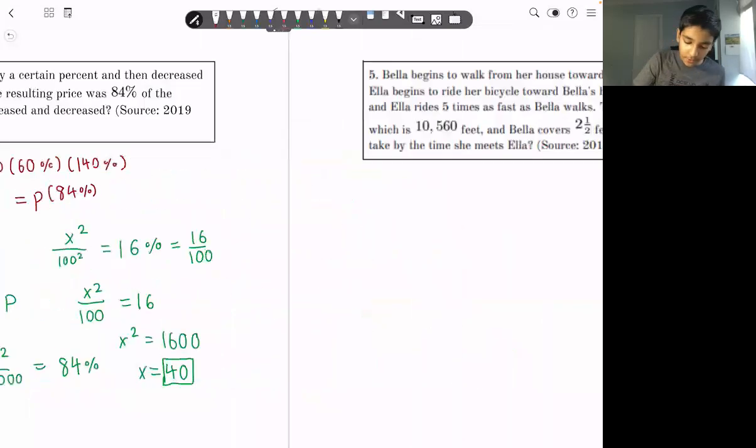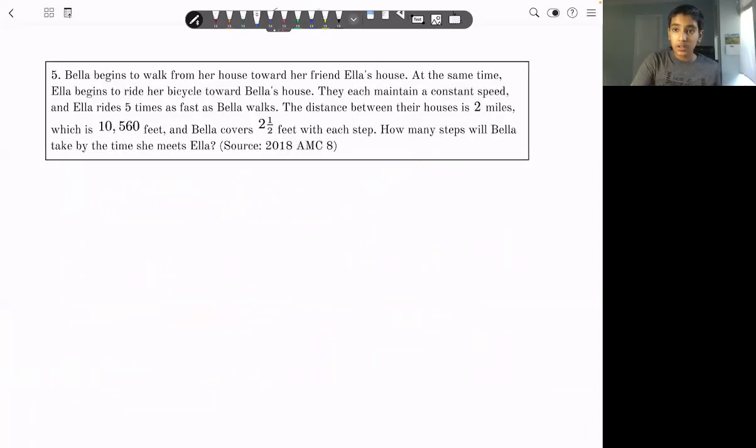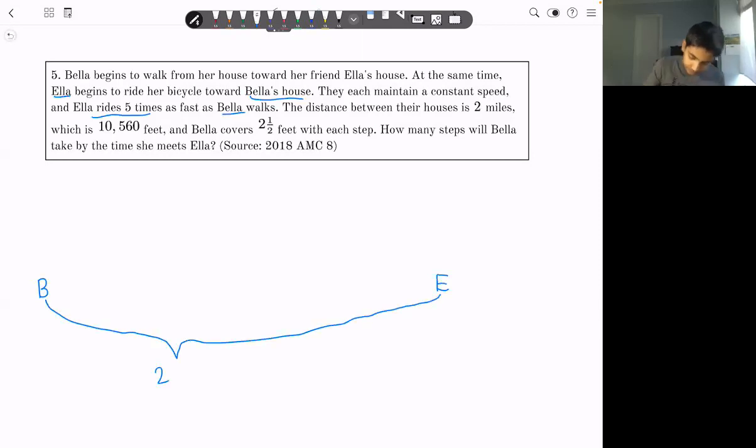Now let's move on to number 5. So Bella begins to walk to her friend Ella's house. So let's say Bella's here and Ella's here. At the same time, Ella begins to ride her bicycle towards Bella's house, and they each maintain a constant speed. However, Ella rides 5 times as fast as Bella walks. The distance between their houses is 2 miles. So we have something like this distance is 2 miles. And they each maintain a constant speed.